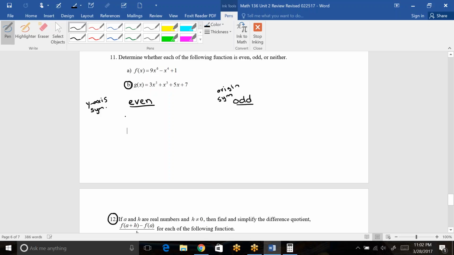So here's how the test goes. You want to prove something is even, you want to prove that if you plug in a positive x and a negative x, they end up having the same y. So what we need to do is show that this equals the original. So we take our function, and anywhere we see an x, we plug in a negative x.